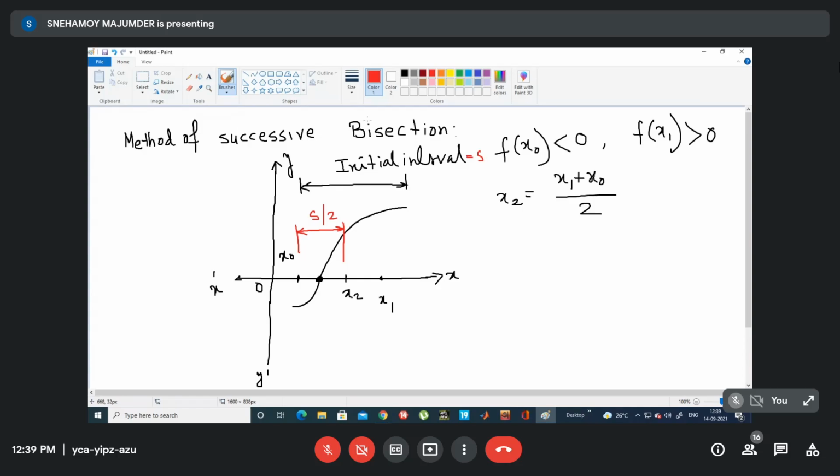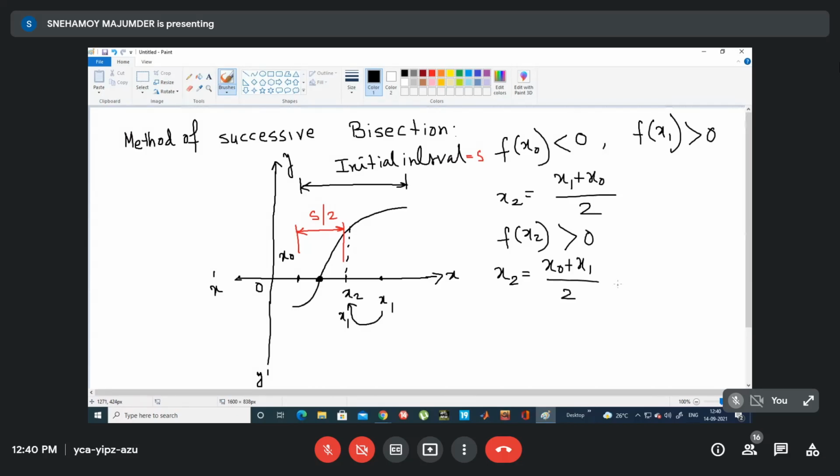Now once again I see f(x2), and it is greater than 0. From the curve, say I am getting greater than 0. So now I will represent x1 here. So it is now my x1. I am coming closer. Now I once again find x2, which is x0 plus new x1 divided by 2.